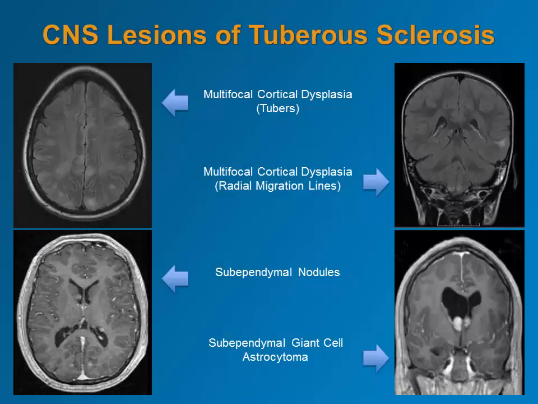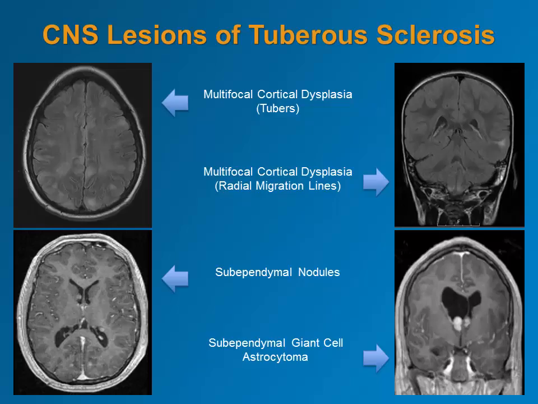Just to remind again that SEGA are just one aspect of the brain involvement in TSC. And we see examples here on MRI of the cortical dysplasias that occur in TSC, which we often have what tuberous sclerosis is named for, the tubers, as well as what historically has been called radial migration lines, which are still just another form of cortical dysplasia that is spread out as the cells migrate across the brain during its initial development. The subependymal nodules are important as well because these are the precursors to what SEGAs become.